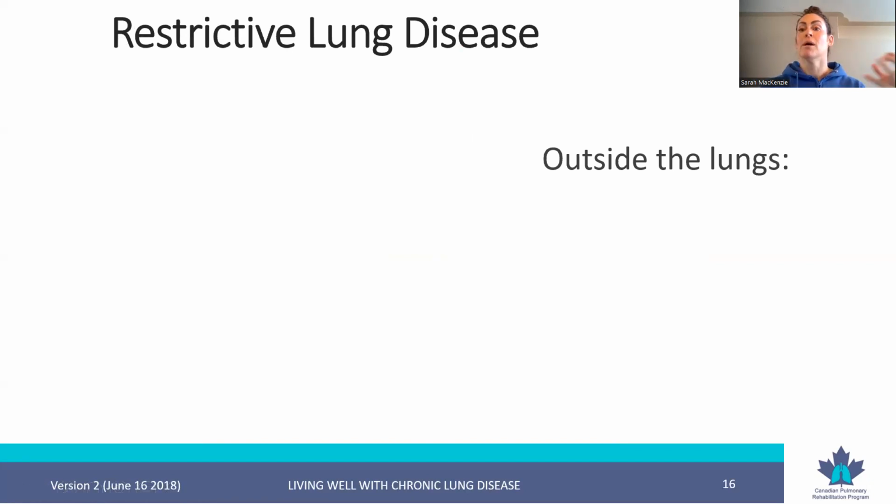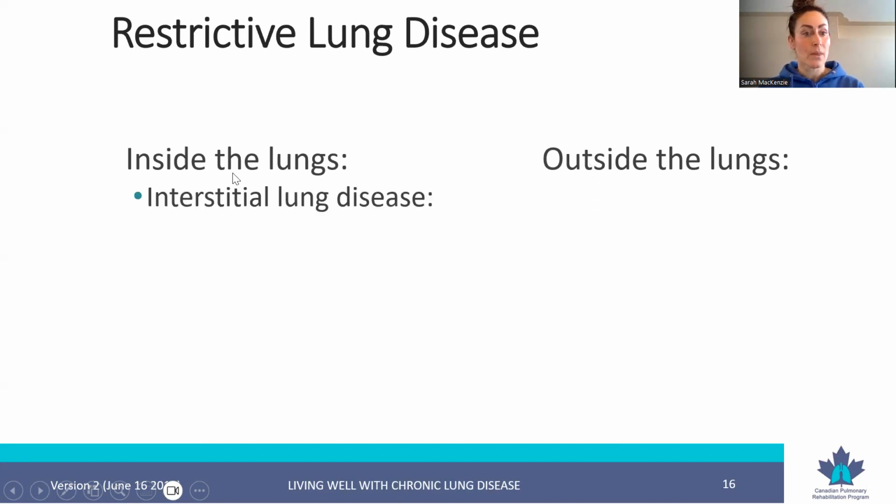So that was obstructive lung diseases. So remember, obstruction, whether that's floppy airways or presence of mucus, leading to a problem getting the air out, okay? With restrictive lung diseases, the problem is getting the air in. There are two classes of restrictive lung diseases. There's intrapulmonary, or inside the lungs, and there's extrapulmonary, or outside the lungs.